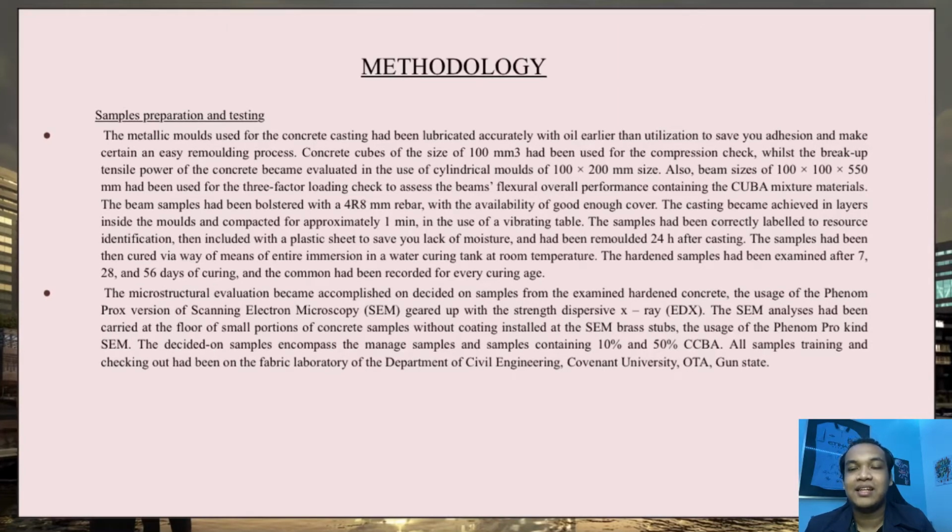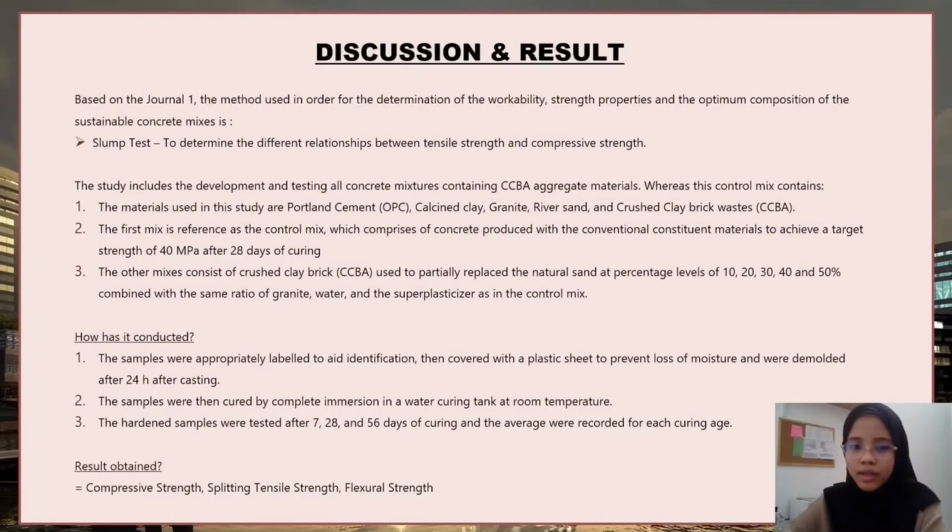Based on the journal, the method used for the determination of the workability, strength properties, and the optimum composition of the sustainable concrete mixes is the slump test. This test is to determine the relationship between the tensile strength and also the compressive strength. The study includes the development and testing of all the concrete mixtures containing CCBA aggregate materials.